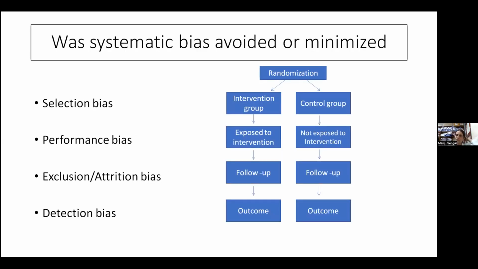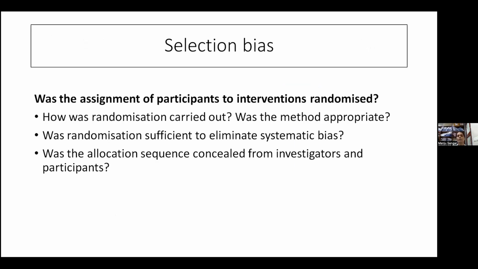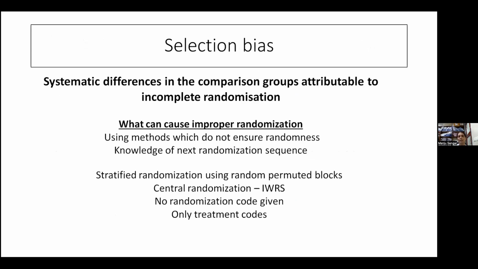The subsequent part is focused on whether they attempted to avoid systematic bias, which is selection bias, performance bias, exclusion and attrition bias, and detection bias, at different levels from randomization to the final analysis. And I'll come to them one by one. So for selection bias, you look at how the assignment to interventions happened, whether it was randomized or not, what the randomization process was, whether the method was appropriate, whether the randomization was sufficient to eliminate systematic bias, and whether they used methods to ensure allocation concealment from both investigators as well as participants. Because the challenge is that if this randomization process is not foolproof, you're going to get differences between the two groups, which is going to change the ultimate outcome. So you will introduce a selection bias just by having an improper randomization.